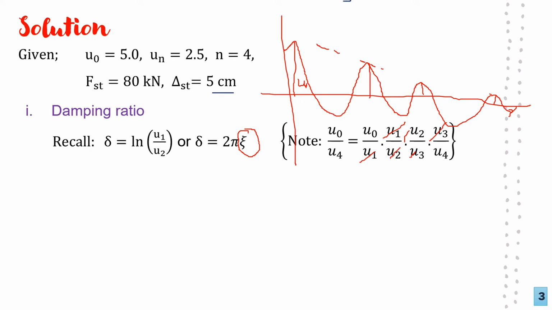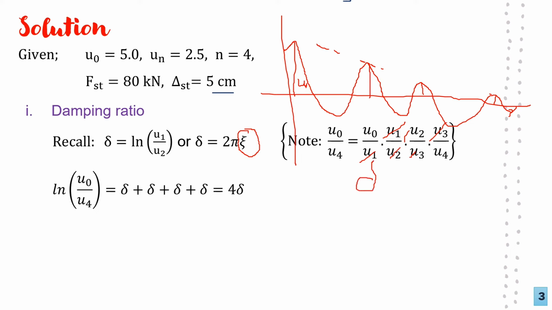Now remember the logarithmic decrement; we introduce the natural logarithm. So if you introduce the natural log, this one will be U0 over U4. Remember, the multiplication of numbers is addition of their logs. So this U0 over U1, if you put log into bracket U0 over U1, that will give you the first logarithmic decrement.